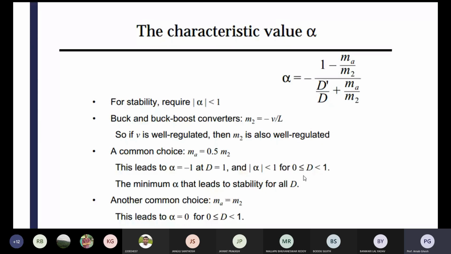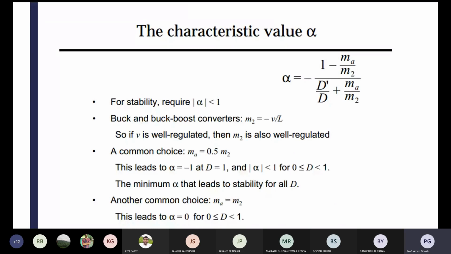So mod alpha is less than 1 for the range 0 less than or equal to d, less than or equal to 1. The minimum alpha leads to stability for all the values of d. Another common choice is m a equal to m2, this leads to alpha equal to 0 for 0 less than or equal to d less than or equal to 1. So that is gate bit control of the finite second time. It's called gate bit control.